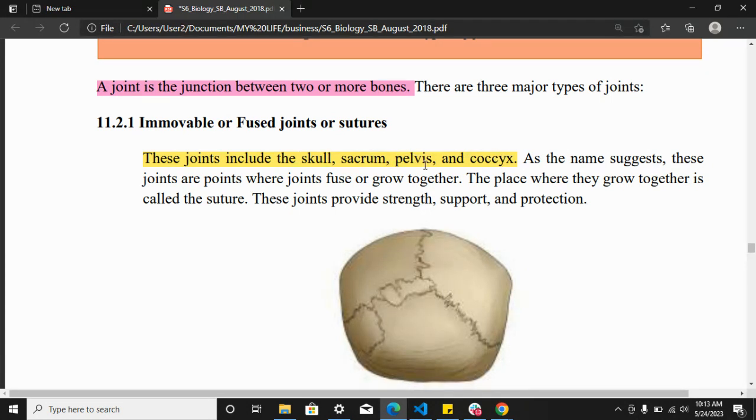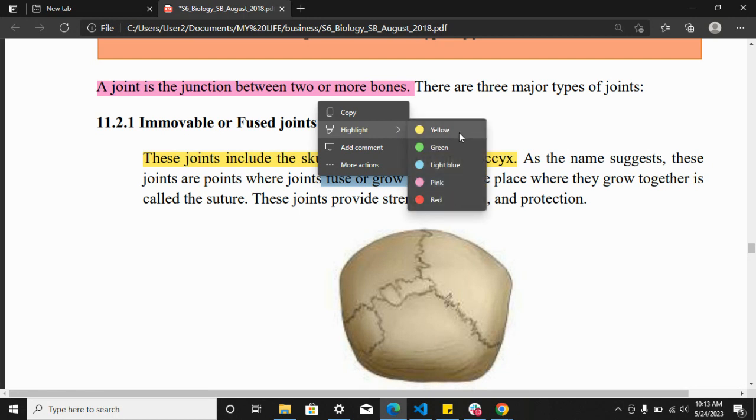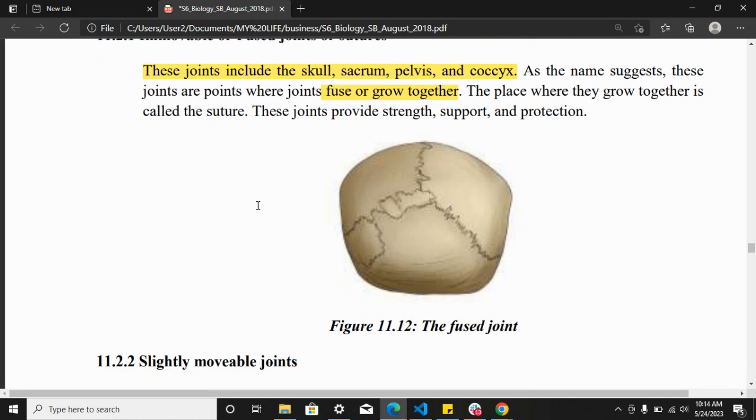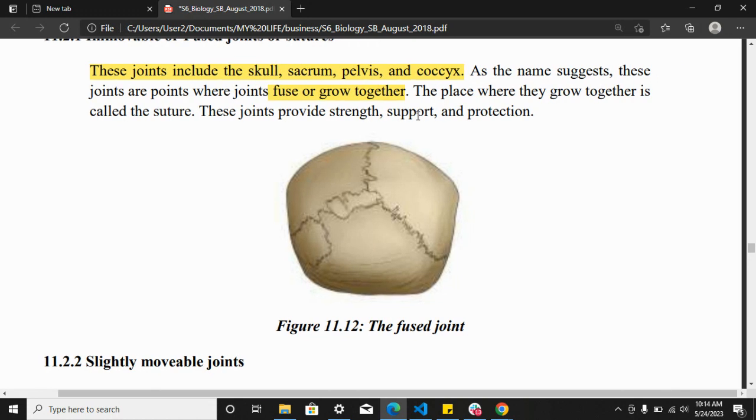So as the name suggests, these joints are points where bones fuse or grow together. Vango aho bones zifataniye, the growth irakomeza, nta bone itandukana n'indi, zirakomeza zikurana. So rero aho zigrowingira together niho twita suture. Noneho zi providing strength, support ndetse na protection, bituma ahantu zijoiningi haba hari strong, kuko ntago ziri movable, then zikaba zatanga support zikanaprotecting some of the organs.